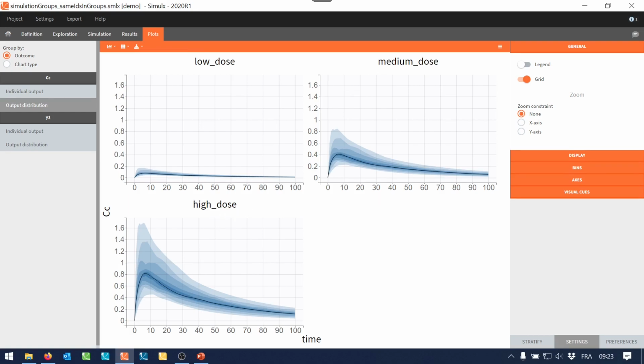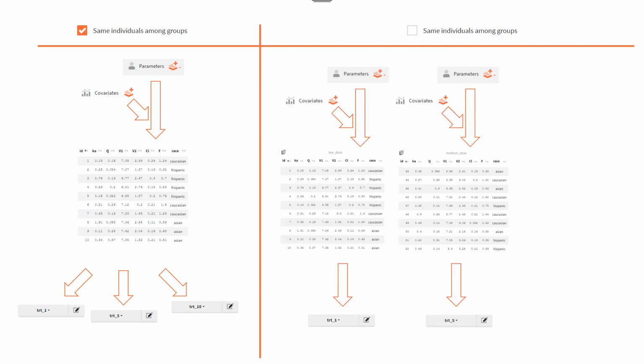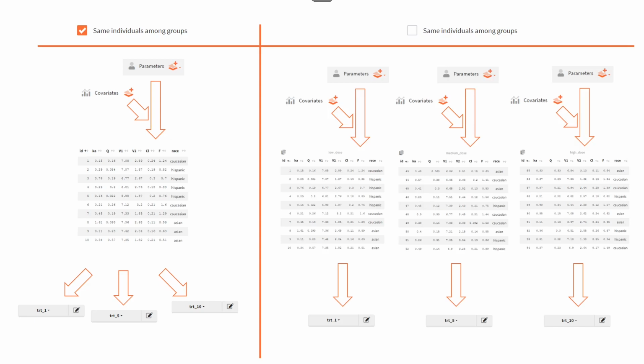This simulation setup is useful to understand the impact of the treatment on a population, making sure that the difference you observe is not due to the randomness of the sampling steps. Now, if Same Individual Among Groups is disabled, the sampling will be performed 3 times to generate 3 different populations. And a single treatment will be administered to each population. The first dose amount to the first population, the second dose amount to the second population, and the third dose amount to the third one.